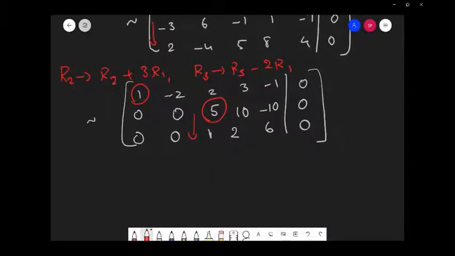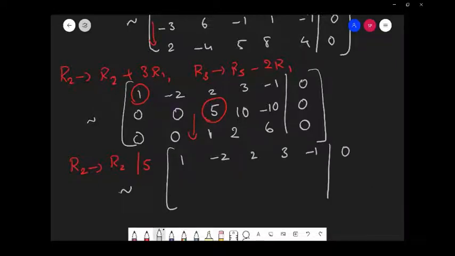So before that, let us change R2 divided by 5, so it will be simplified. So this is transformed to 1, minus 2, 2, 3, minus 1, 0, and then 0, 0, 1, 2, minus 2, 0, and the third row 0, 0, 1, 2, 6, 0. Third row we are not changing now anything.